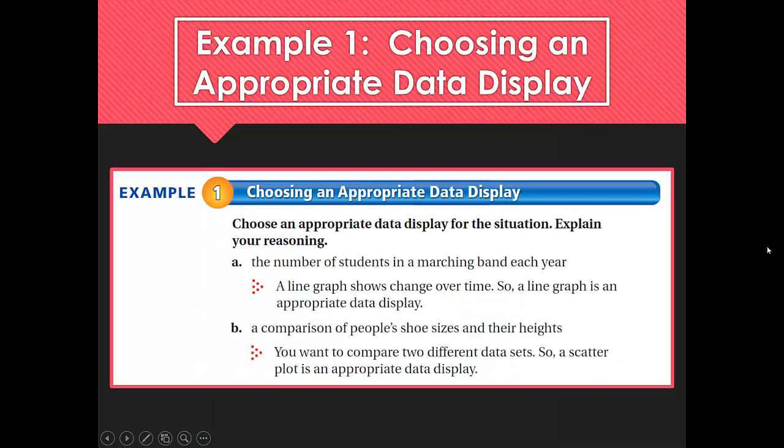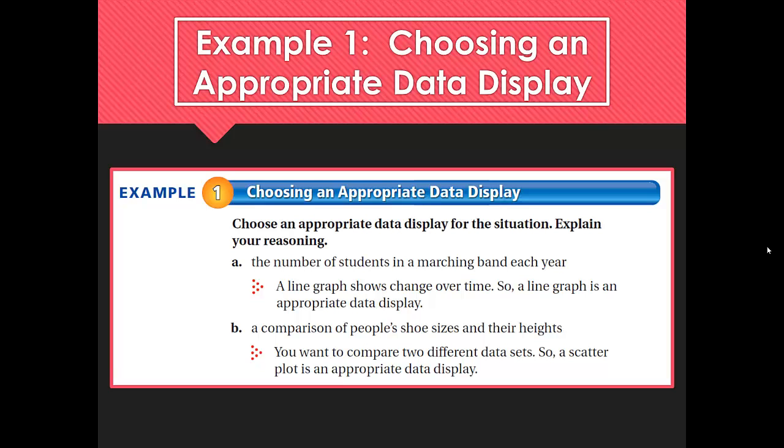For our first example, we're choosing an appropriate data display. Choose an appropriate data display for the situation. Explain your reasoning. For A, we have the number of students in a marching band each year. The key on this one is each year. A line graph shows change over time, so a line graph is an appropriate data display.